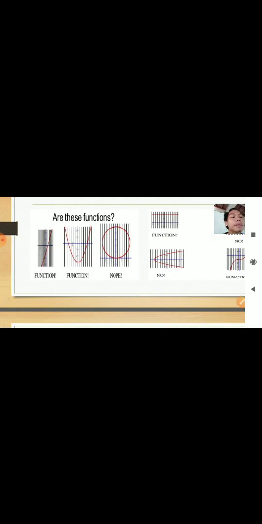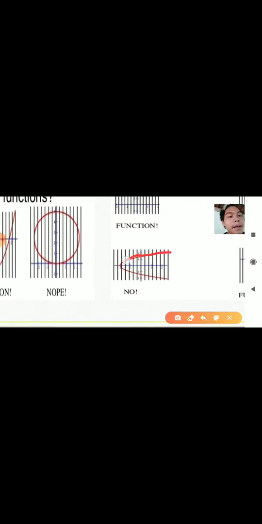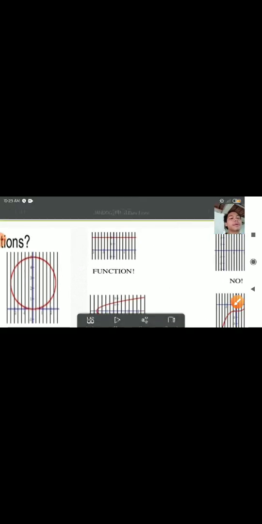So there are examples here. From the first example, the graph is just like that. If we draw a vertical line, it will touch only once, so it is a function. This circle-like graph, if we draw a vertical line here, it will touch twice, so it is not a function. From this graph, like a parabola, if we draw a vertical line, it will touch twice, so it is considered not a function.